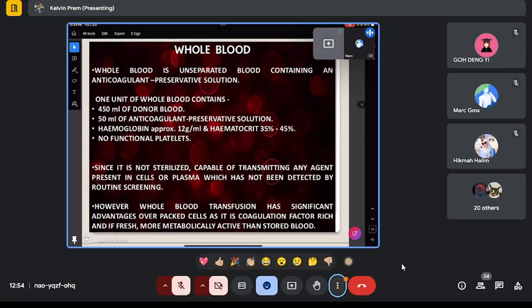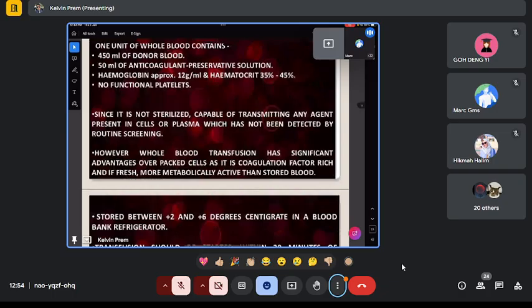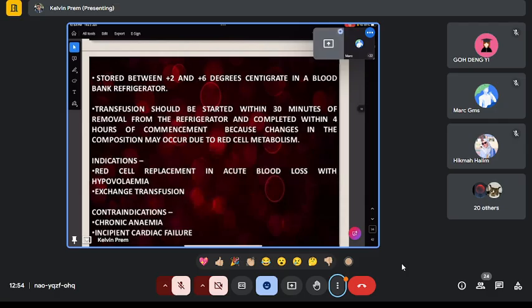The advantage of whole blood is that it has coagulation factors, and its platelets are more metabolically active than in stored blood. For storage, bloods are usually stored between 2 and 6 degrees Celsius in a blood bank refrigerator. Transfusion should be started within 30 minutes of removal. Once you've taken the blood product out of the refrigerator, you have to start giving it within 30 minutes, and it has to be completed within 4 hours. Usually a blood transfusion takes about 4 hours.